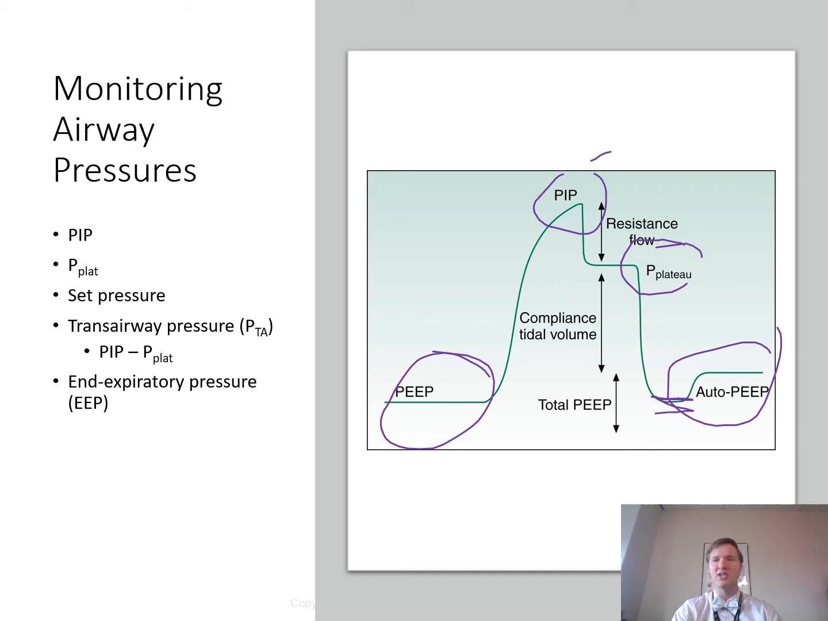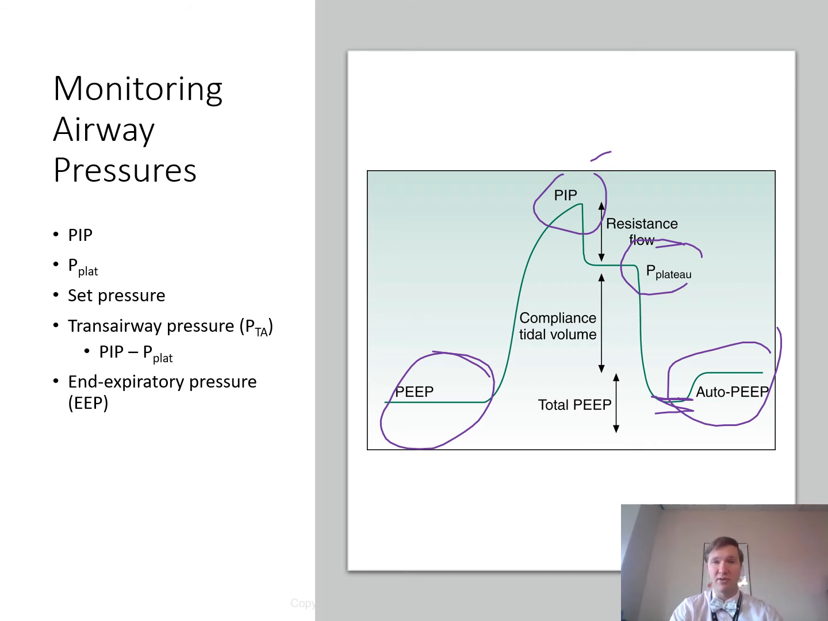Just like plateau measurements, end expiratory pressure readings or expiratory pauses are only accurate if the patient is not actively breathing. So if the patient is actively breathing during an inspiratory pause maneuver, not accurate. They're actively breathing during an expiratory pause maneuver, not accurate. Unable to obtain is what you're recording. Unable to obtain due to patient effort.